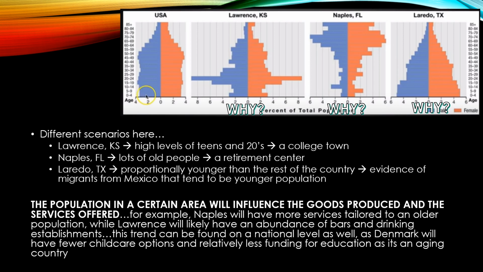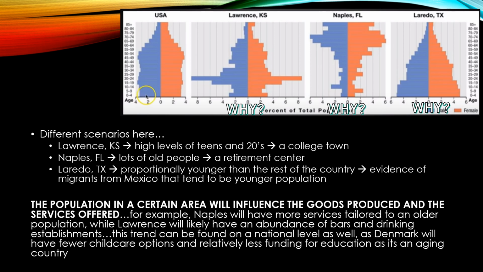So when we go to Naples, Florida, we have an aging population. That's pretty easy. And that's the case. Naples, a lot of old people, it's a retirement center. So you're going to have services tailored to an older population. You're going to have a lot of bingo halls. I mean, they love playing bingo, right? You're going to have a lot of nursing homes. You're going to have a lot of Cracker Barrels. I mean, old people love Cracker Barrel. I love Cracker Barrel. I mean, who doesn't, right? Maybe young people. I don't know if you do or not, but whatever. So again, Naples has that in it.